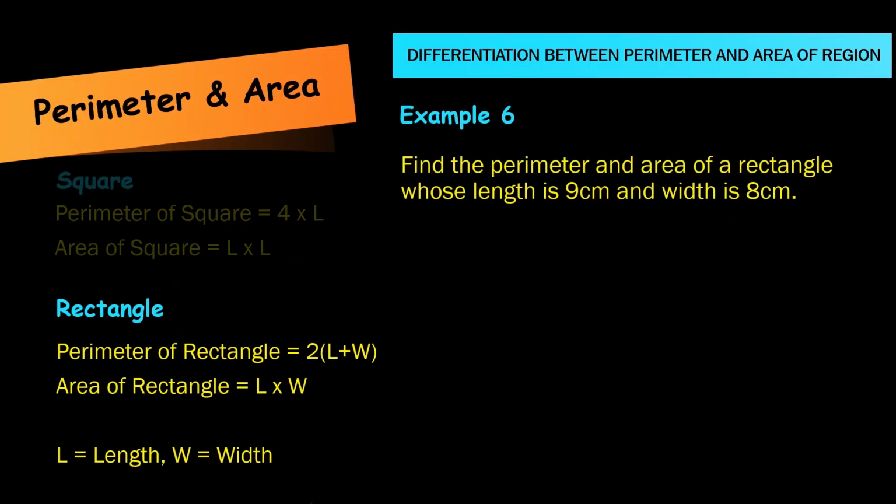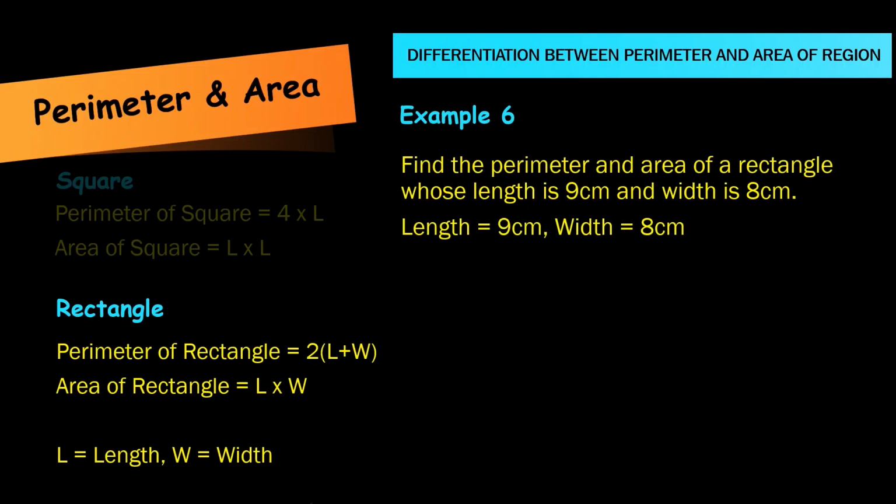Now let's take a look at this example. Pause the video and have a go. Press play when you're ready to view the solutions. So in this example, we're required to find the perimeter and area of a rectangle whose length is 9 centimeters and width is 8 centimeters.